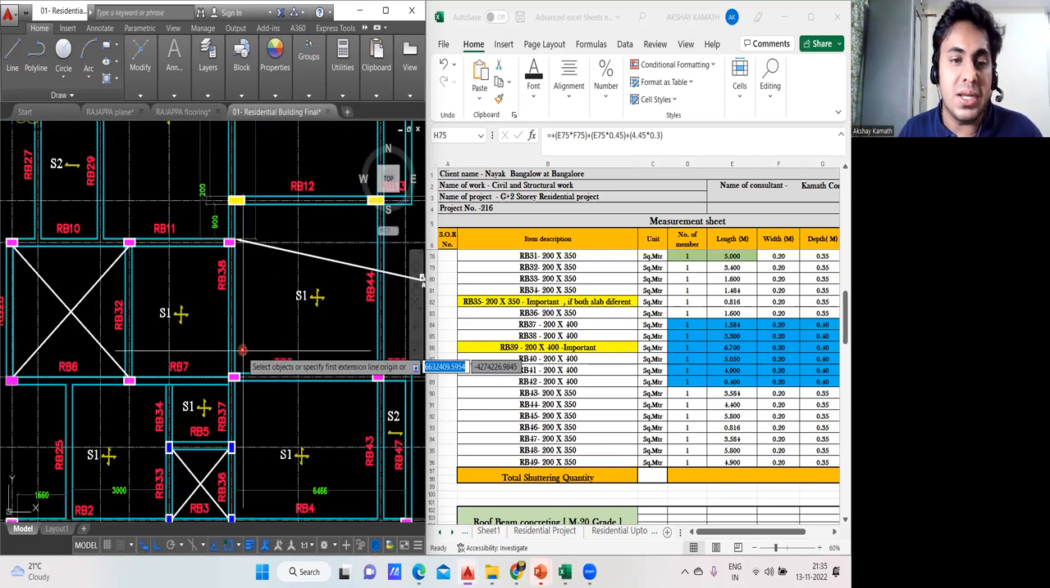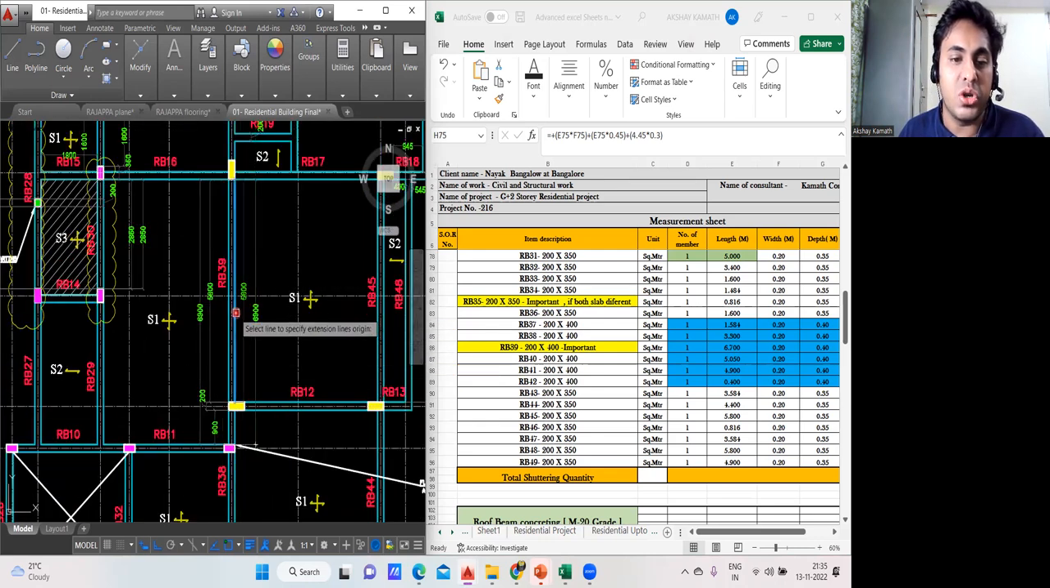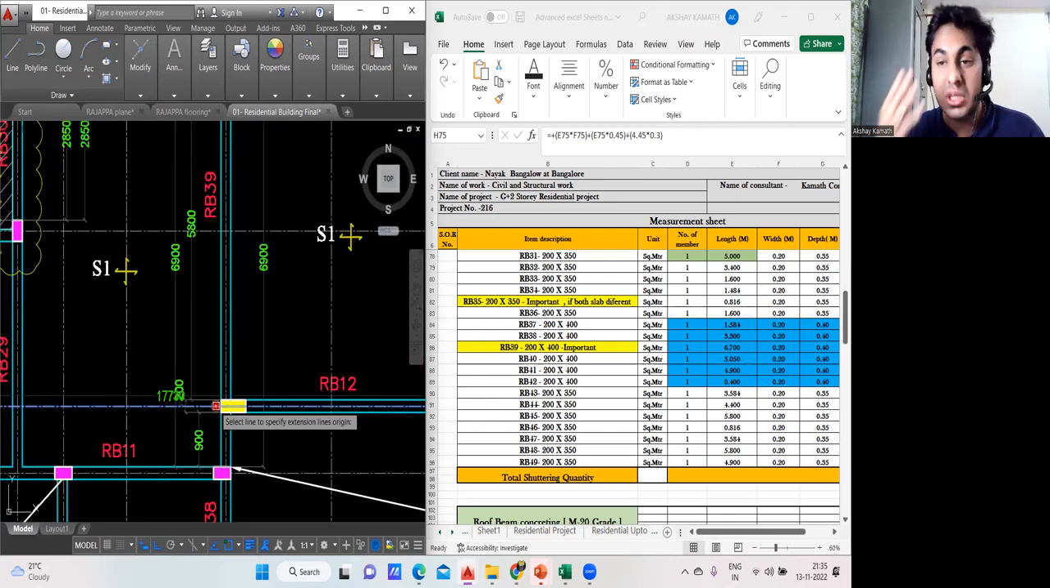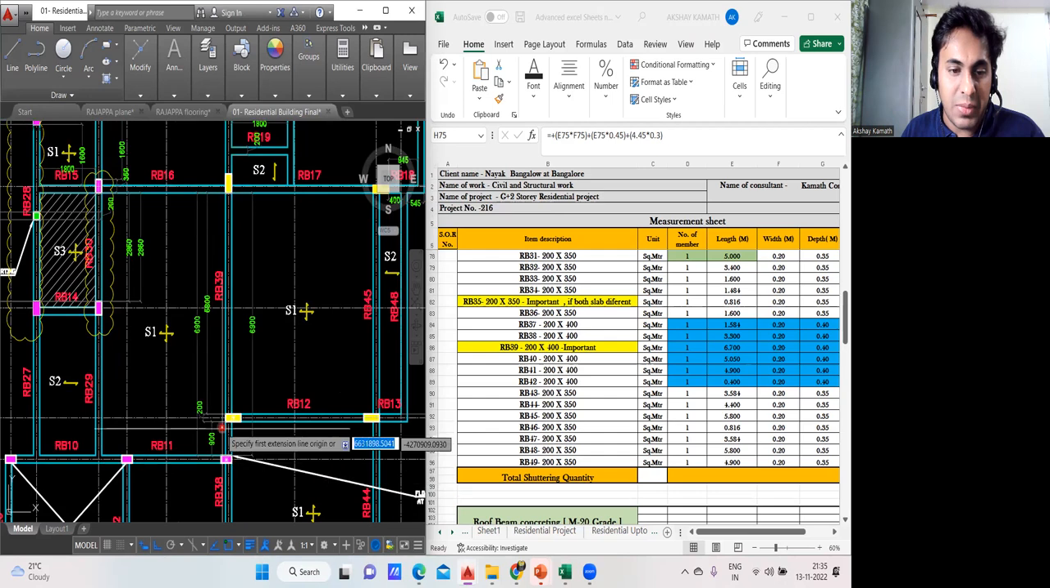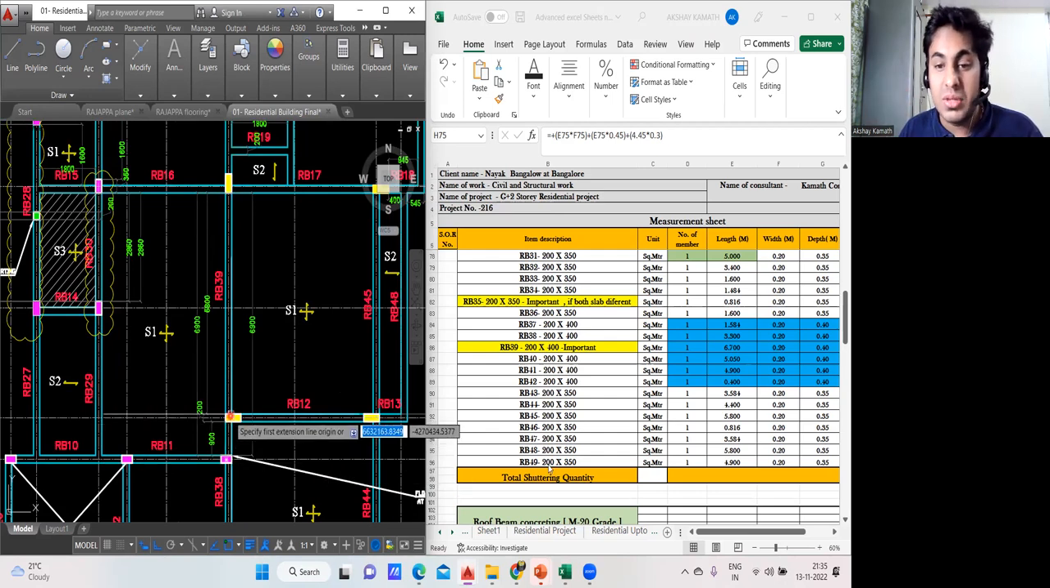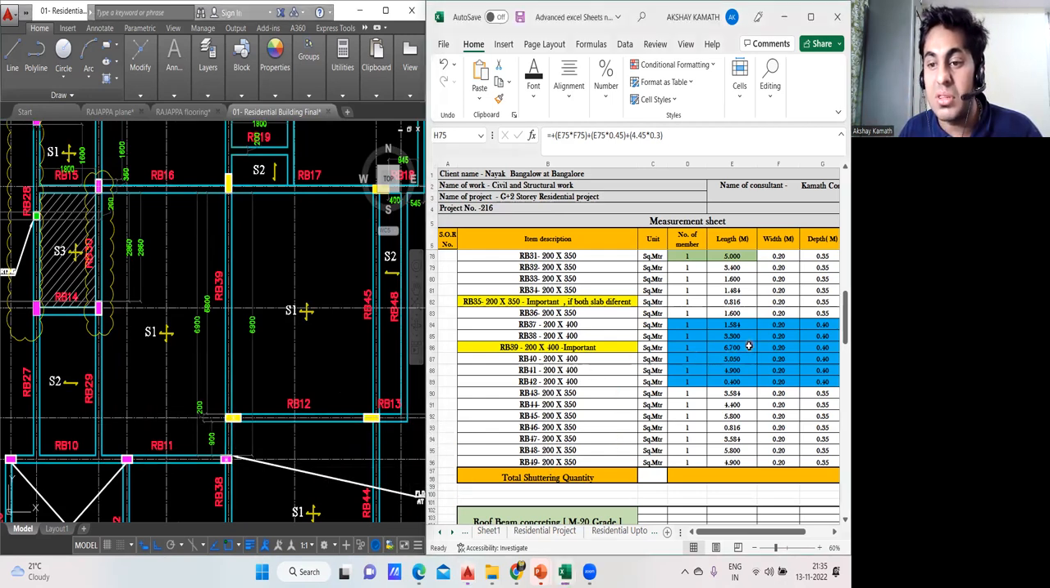So for RB38, you tell me how we are going to do RB39. 6,900 minus 0.2. How much is it? 6,900. So this is 6,900. 6,900 minus 200 is 6,700. So that is why you can see I've written 6,700 by default here. But anyhow, I have done a split to that. I mean, I've taken this separately.